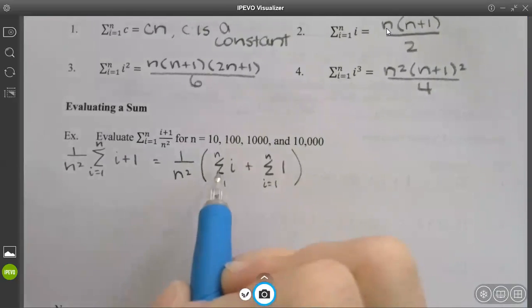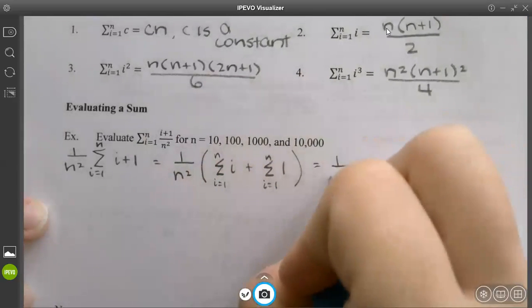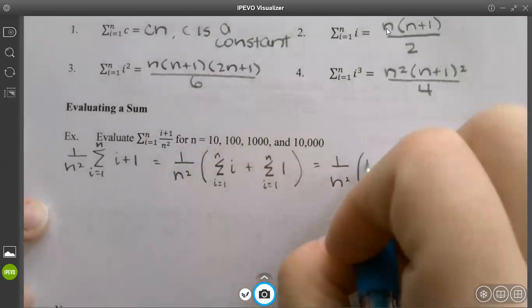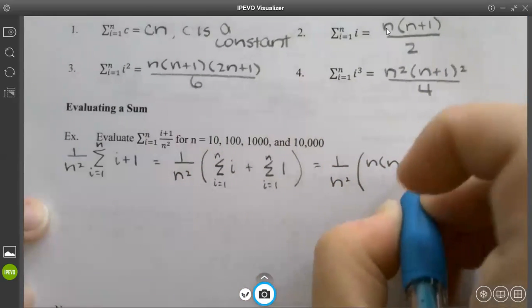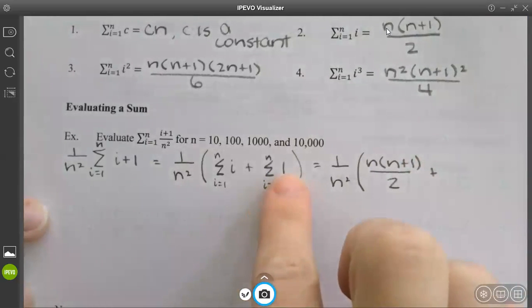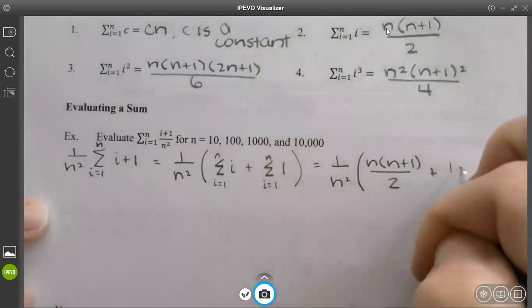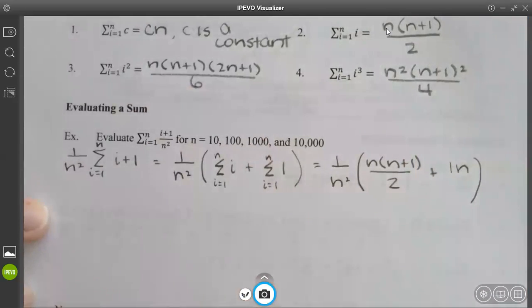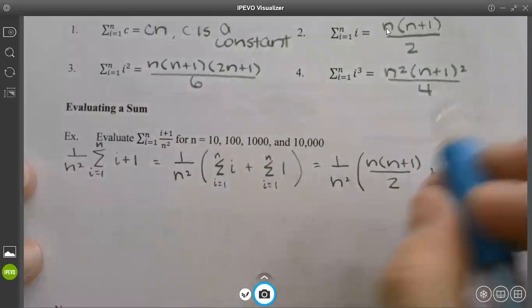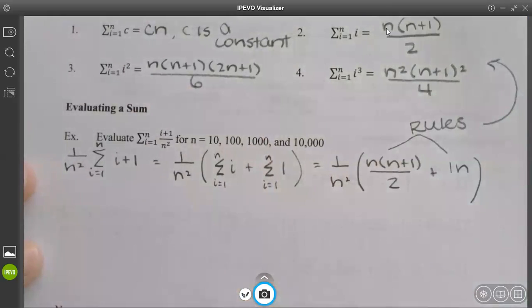So what is your summation of i? Plus, what's your summation of a constant? Cn, your constant times n. So 1 times n is 1n. Is everybody okay with that? Again, these two were rules from up here. Now all you have to do is simplify.